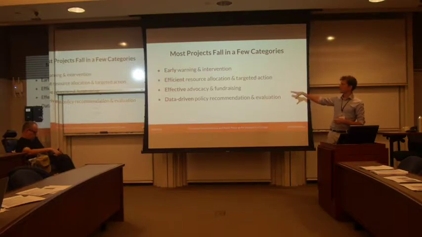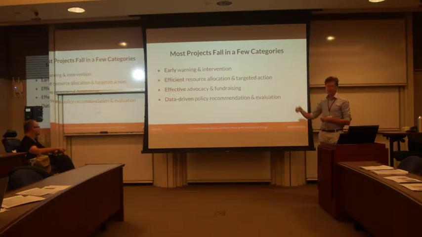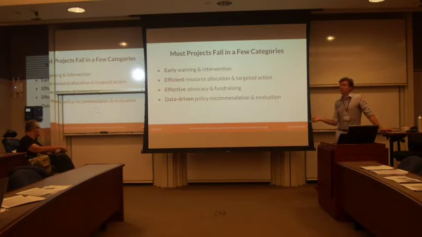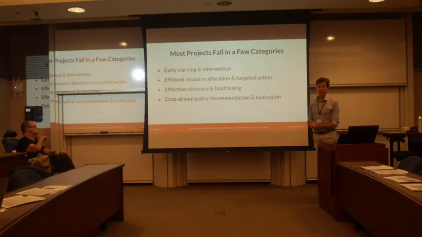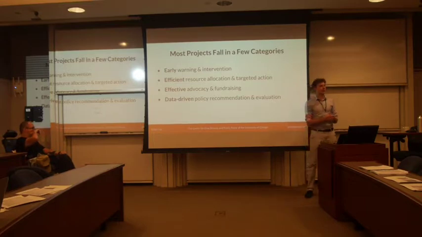So, efficient resource allocation. Effective advocacy and fundraising, that's very similar to the Obama 2012 campaign. You have a constituency, or you have people you want to reach out to and engage them with what you're doing, and maybe get them to give you money or votes or whatever. How do you do that most effectively? So that's a bit marketing.